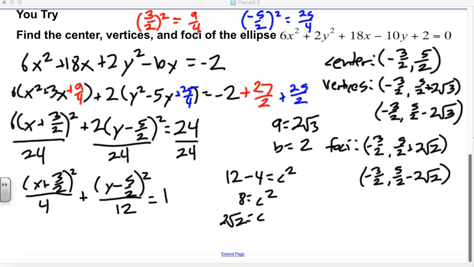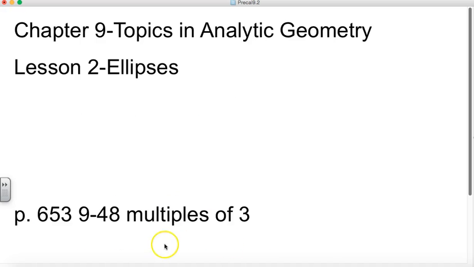Let me know if you guys need any help on this stuff, and you can do the practice problems that are over here on the first slide to give them a try. Make sure you're ready for them whenever we take a test.